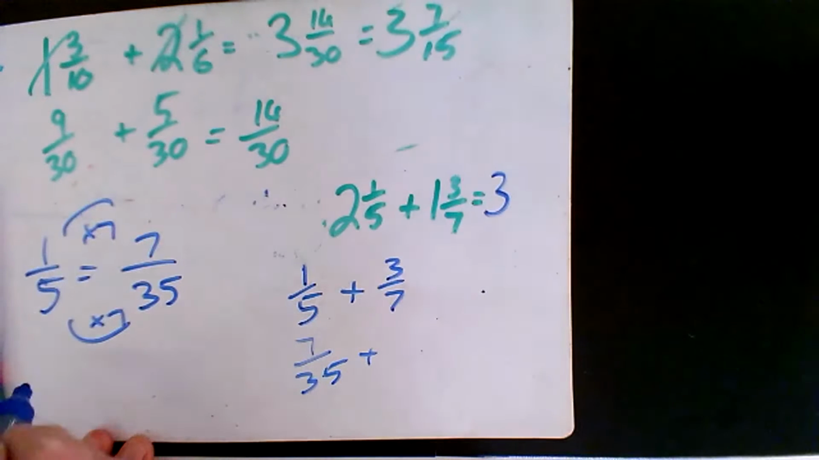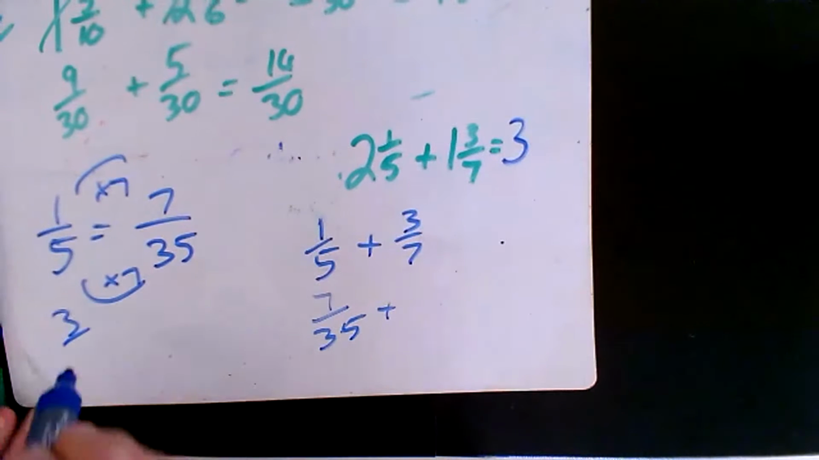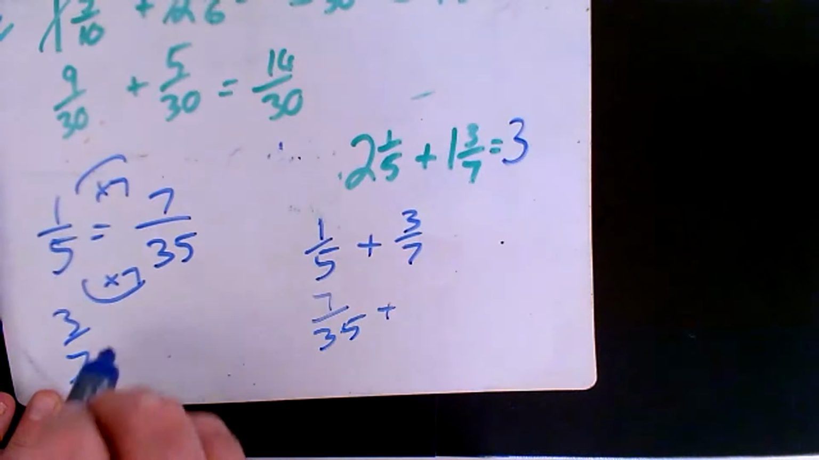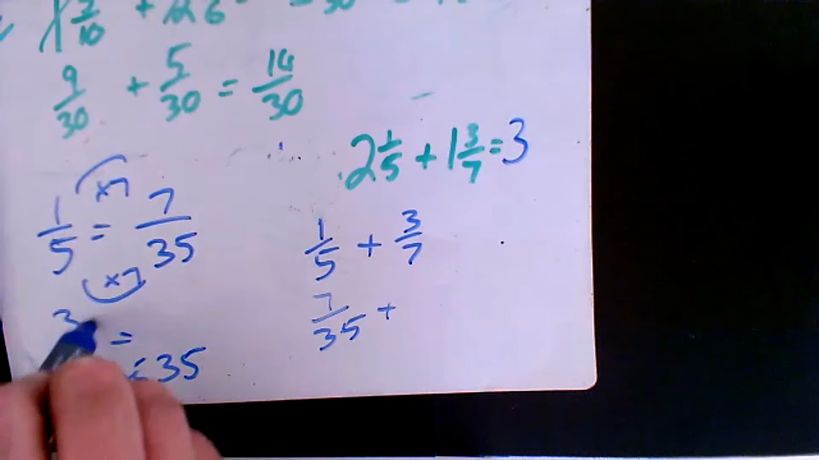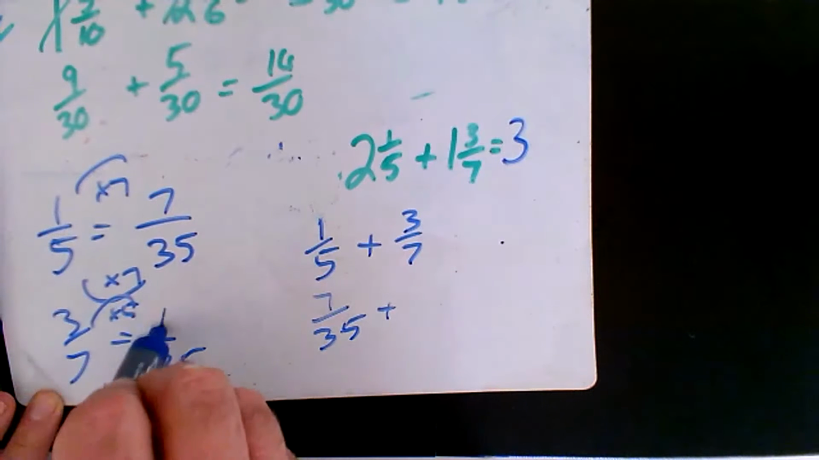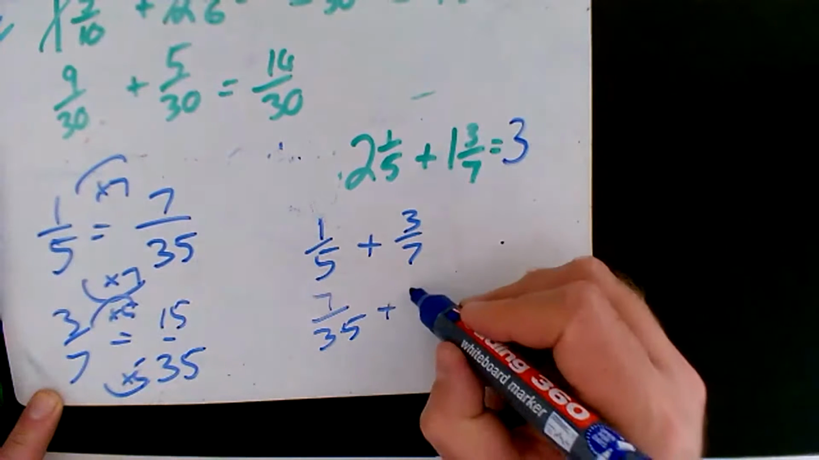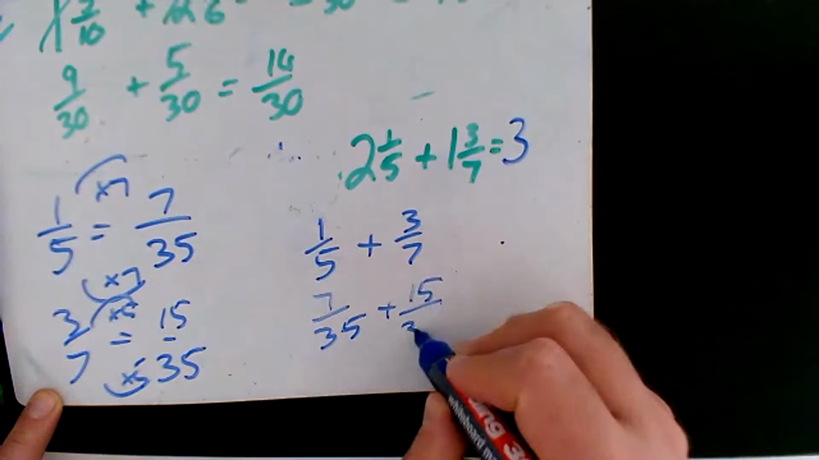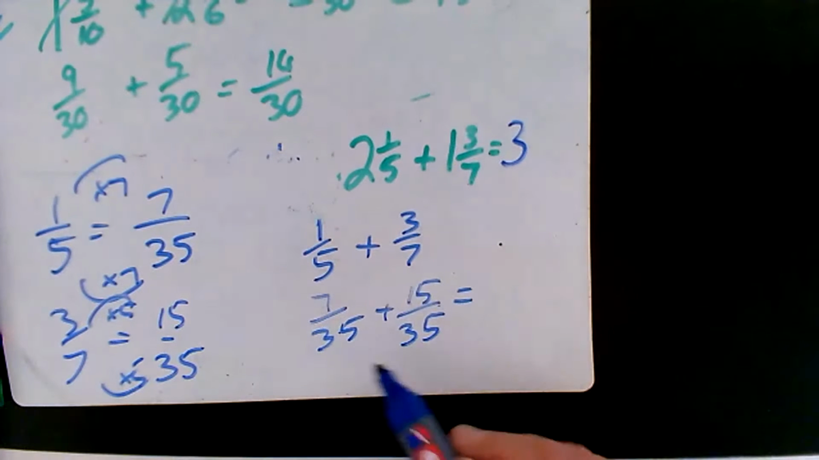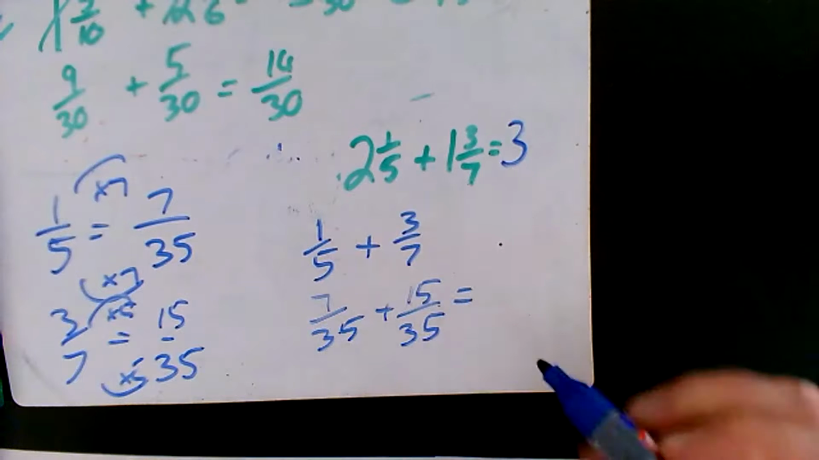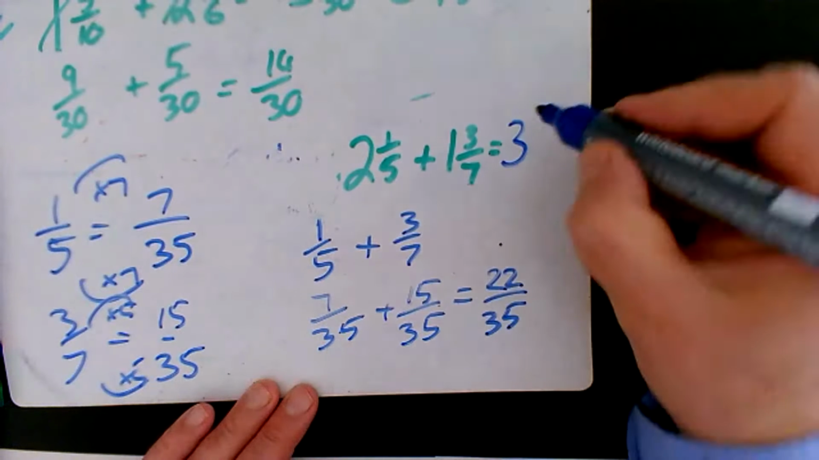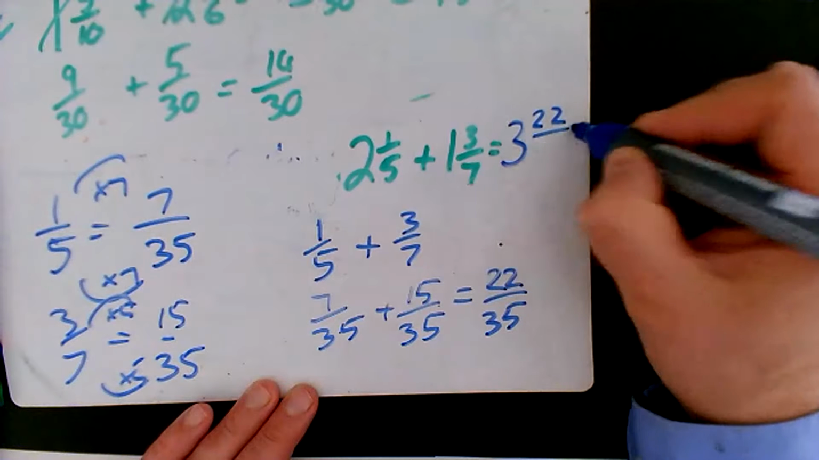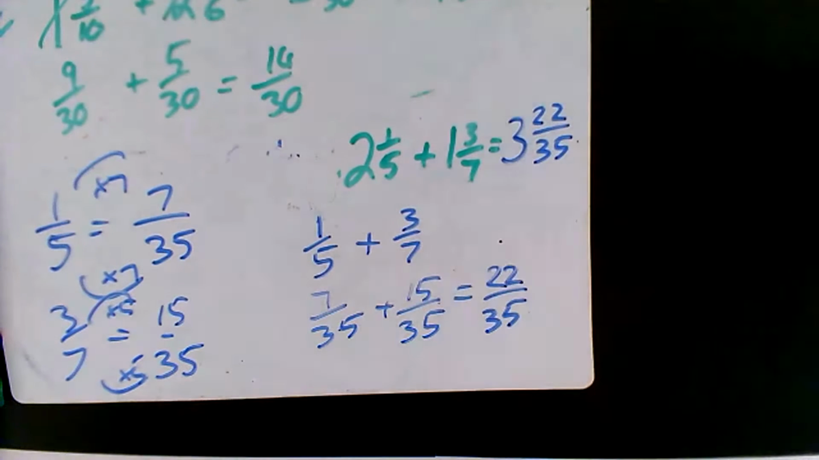Okay, then I've got 3/7 equals how many 35ths? Again, I'm timesing by 5, times by 5, 15 35ths. So to add those together, 7 35ths and 15 35ths, 22 35ths. So we've got 3 and 22 35ths.